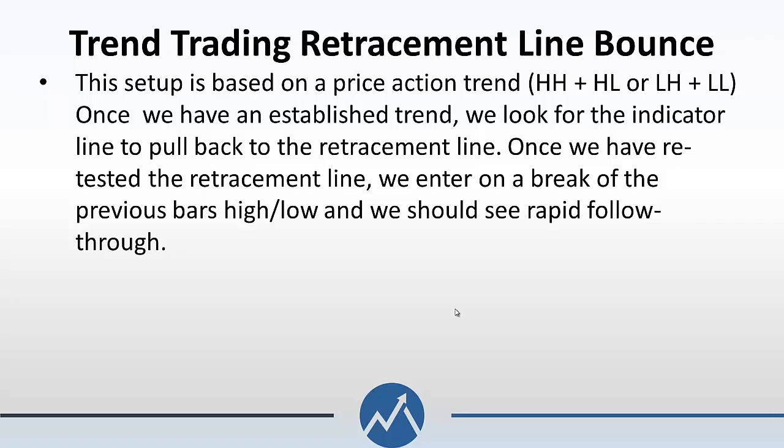Alrighty. So the trend trading retracement line bounce. So we're looking at that retracement line. And this is a setup that's based on price action with an indicator confirming the setup. Okay. Now, the first thing you got to understand is the definition of a trend. We're not going to go into it in a lot of detail here. If you want to learn the definition of a trend using price action, go to our YouTube channel. There's a free video that's an hour long explaining how to read price action and understand a price action trend.